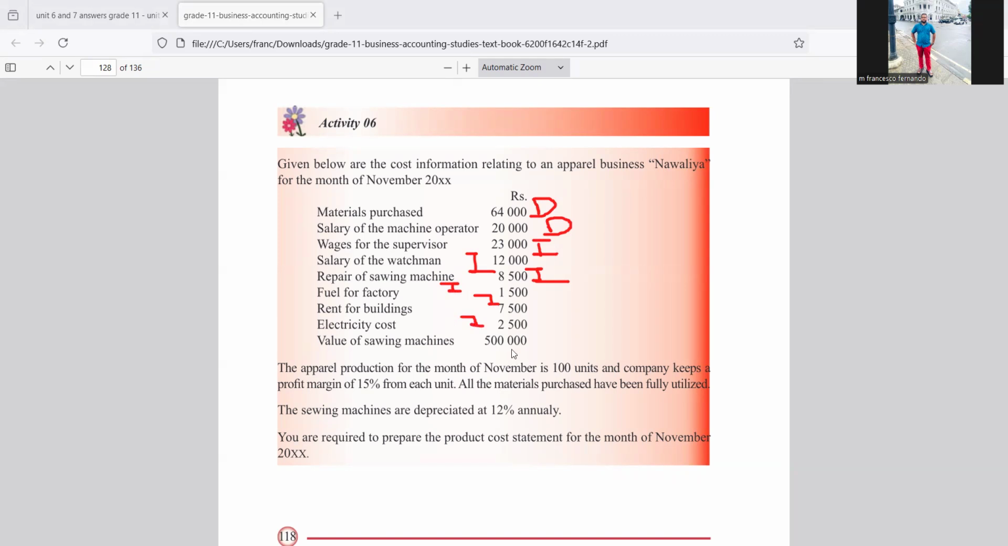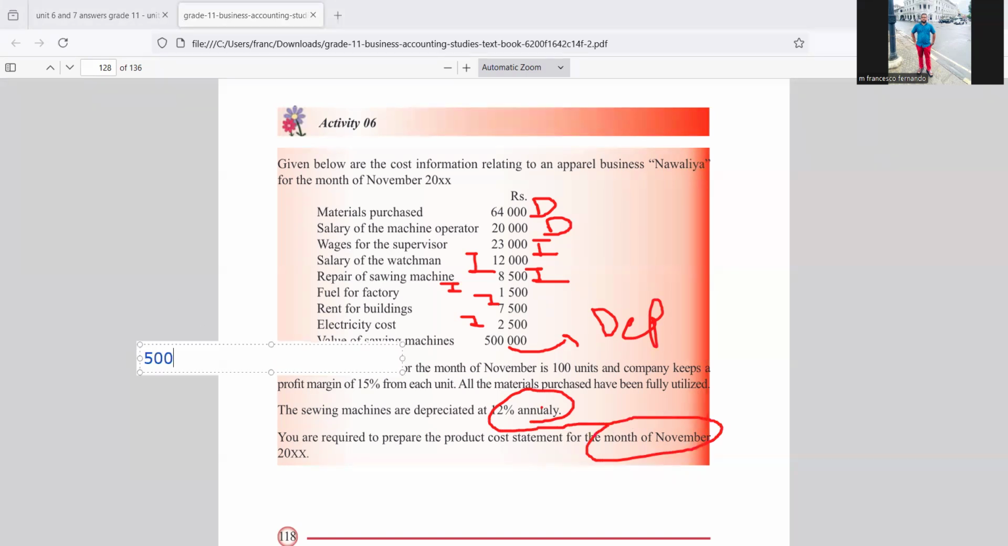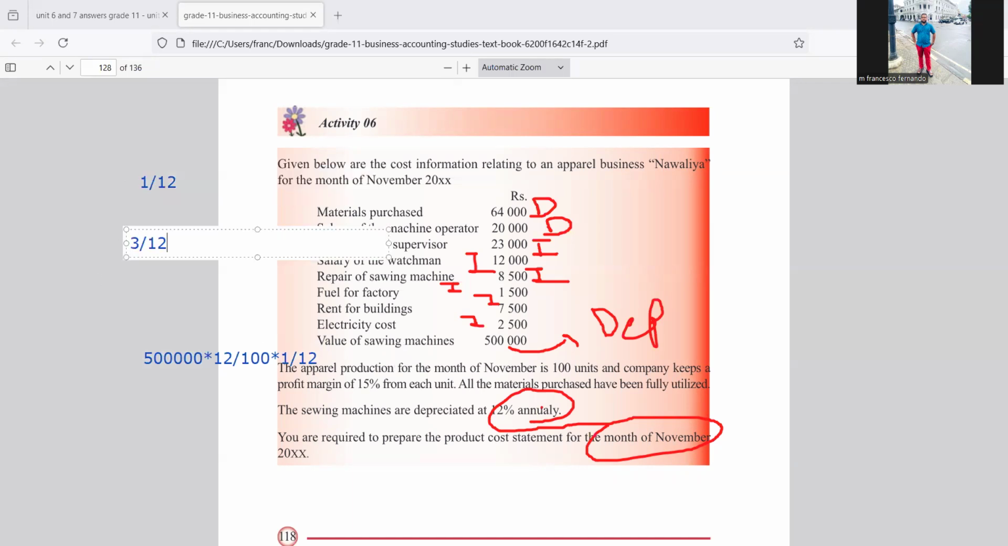So why is this value of the machine given? That is given to find the depreciation. The depreciation is 12% annually. But the question asks to calculate this for a month. So how to find the depreciation? 500,000 into 12 over 100 multiplied by 1 over 12. So if it is for 1 month, you have to multiply it by 1 over 12. If the question asks for 3 months, by 3 over 12. Normally this question will not be asked for 3 months, but sometimes it can be asked.